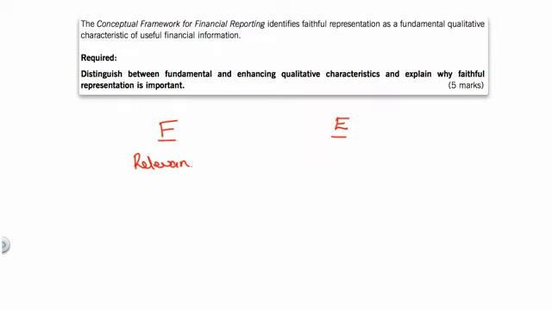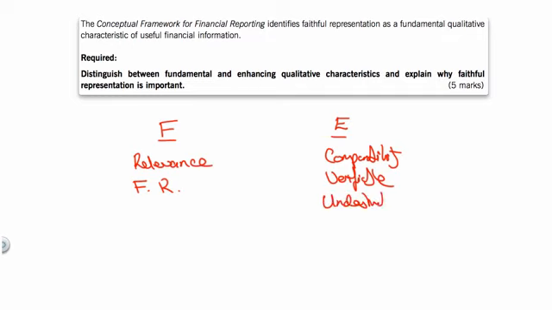So the fundamental characteristics are relevance and faithful representation, whereas the enhancing characteristics, if you remember, are comparability, verifiability, understandable, and timely. Okay, so first of all, state what they are. Then try and explain what we mean.